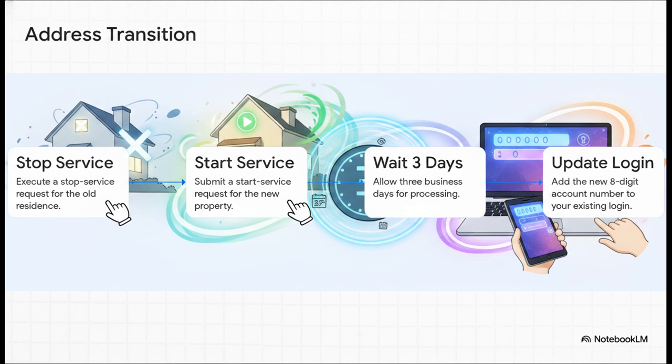So, to avoid that nightmare, we have the Address Transition Protocol. You have to manually execute a stop service request for your old place and a start service request for your new one. Give the utility about 3 business days to process that. Then, and honestly, this is where most people get tripped up, you absolutely must add your brand new 8-digit account number, including any zeros at the front, to your existing online login. If you just follow these exact steps, your transition will be incredibly smooth.